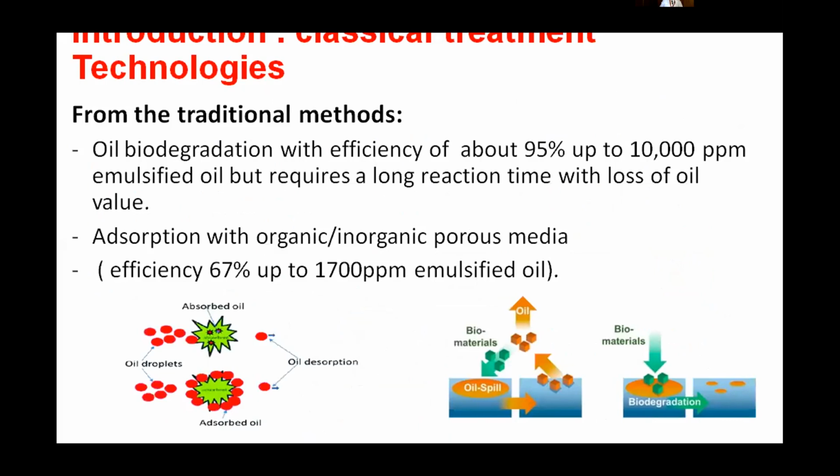But when we are going away from the classical technologies, we are talking about a method to recycle back the oil and to recycle back the water. How to get both of them, how to get benefit of them. When we are talking about adsorption, we can take both benefits, not like oil biodegradation, which is used with high efficiency, but requires a long time and the loss of the oil value, because it goes through degradation. But for adsorption, by using organic or inorganic porous media, the situation is completely different to get the oil back.